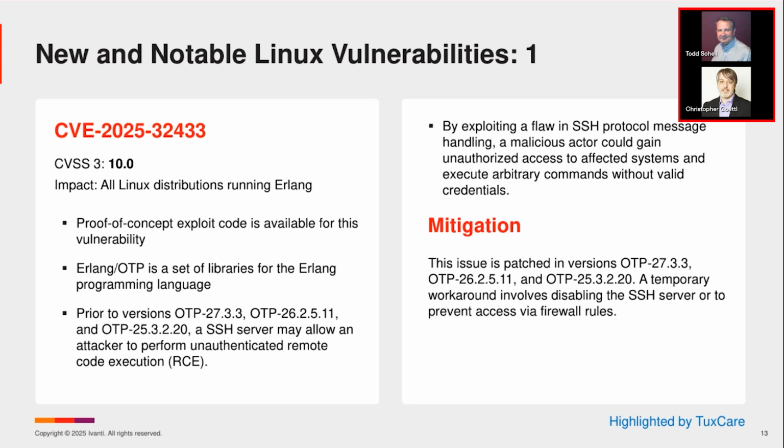With a lot of other vendors, you unfortunately have to really go digging and looking for this information. So the versions are included in the mitigation section on this slide that you want to make sure you get up to the patched version. A temporary workaround would be disabling SSH server or preventing access via firewall rules. That's obviously going to cut off access to things or potentially reduce availability. So patching may be the more viable solution for you if you need broader access, especially if it's customer facing. So that is the first of the Linux vulnerabilities we're talking about this month.